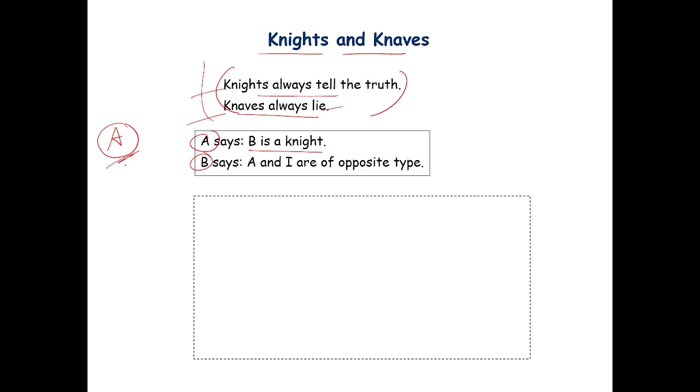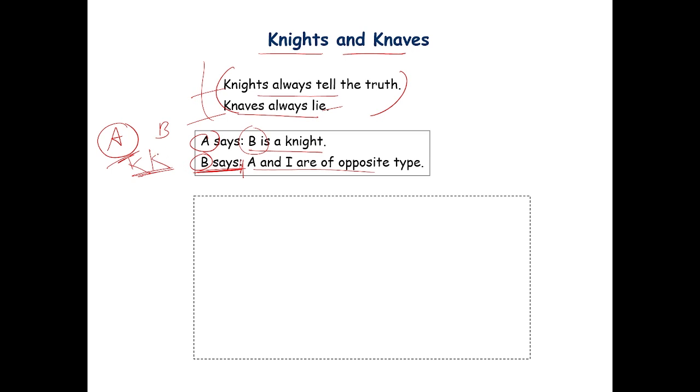Suppose A is a knight and he's saying that B is a knight. Because A is a knight, he should always be telling the truth, so B must also be a knight. Now look at B. B should be a knight, but B says A and I are of opposite types. So if B is a knight, why would he lie? They're not of the opposite type. They're currently of the same type. So this is a contradiction.